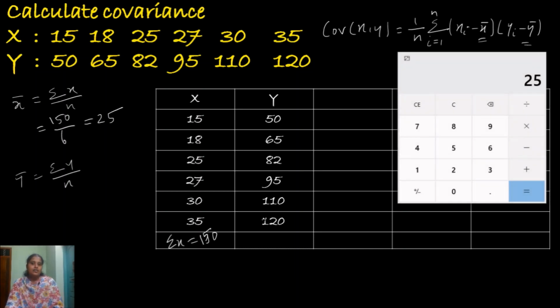Like that, if you add all values of y, 50 plus 65 plus 82 plus 95 plus 110 plus 120, we get the total as 522. And when we divide by the number of values of y, 1, 2, 3, 4, 5, 6, here itself we have 6, and divide this by 6, we get 87.